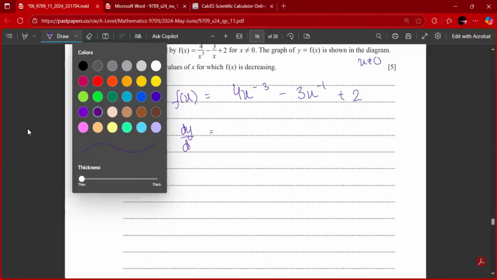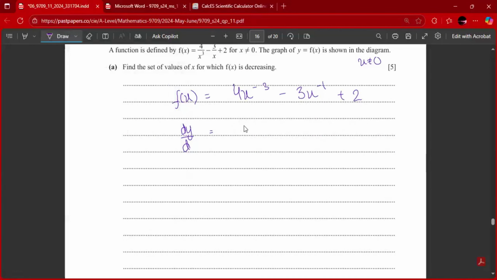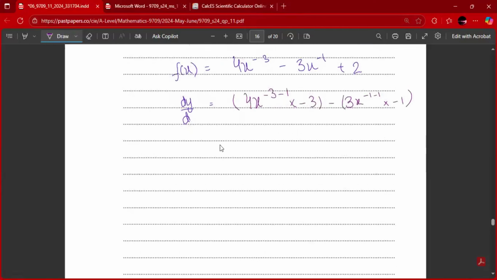I want to change the color. 4 into x minus 3 minus 1 multiplied by the power, which is minus 3. Minus 3x minus 1 into minus 1 plus 2. So x to the power is 0, so the constants have no derivative. Let's just forget it. Going forward. Actually, my brain was lagging and I was starting to do integration, but we are not doing integration, we are doing differentiation.